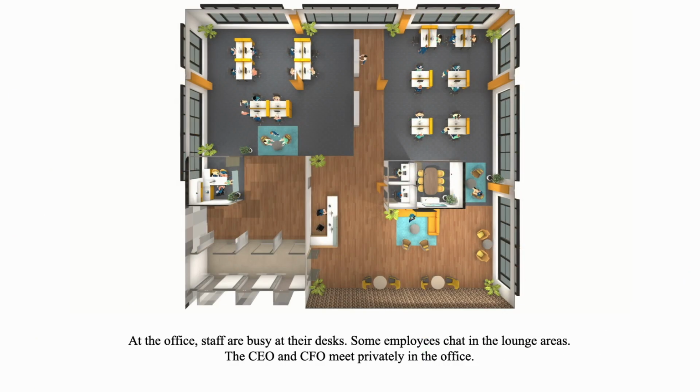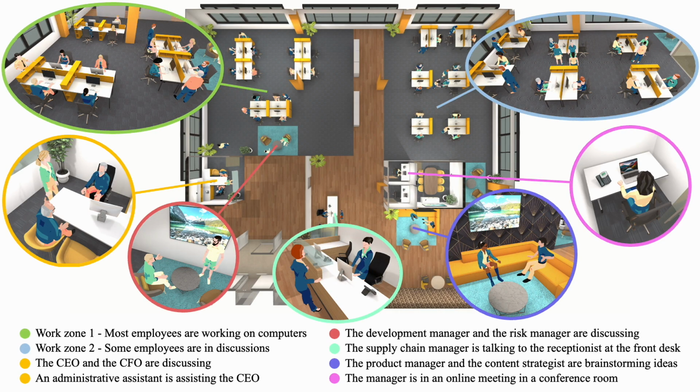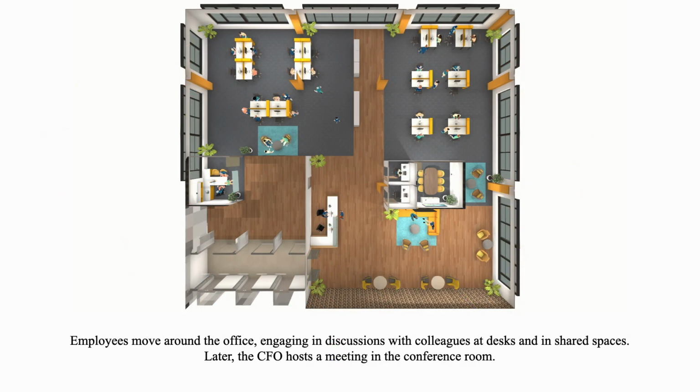At the office, staff are busy at their desks. Some employees chat in the lounge areas. The CEO and CFO meet privately in the office. Employees move around the office, engaging in discussions with colleagues at desks and in shared spaces. Later, the CFO hosts a meeting in the conference room.